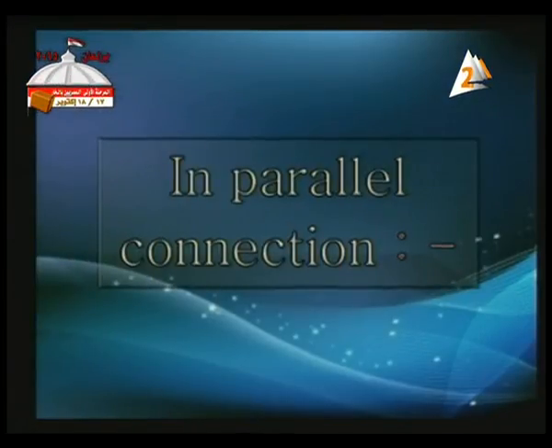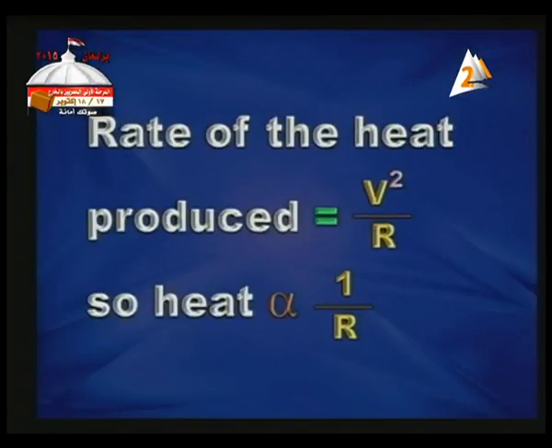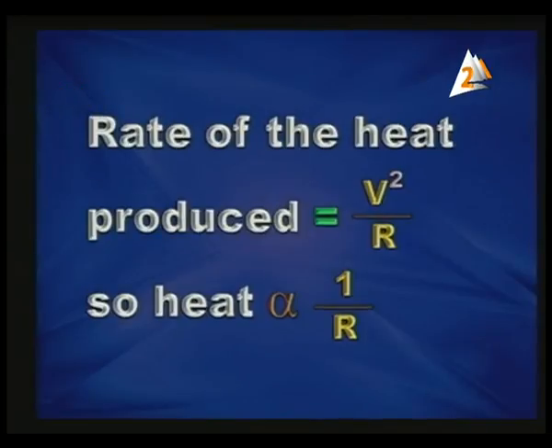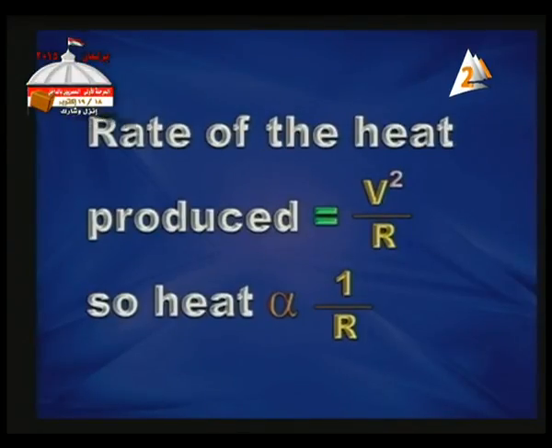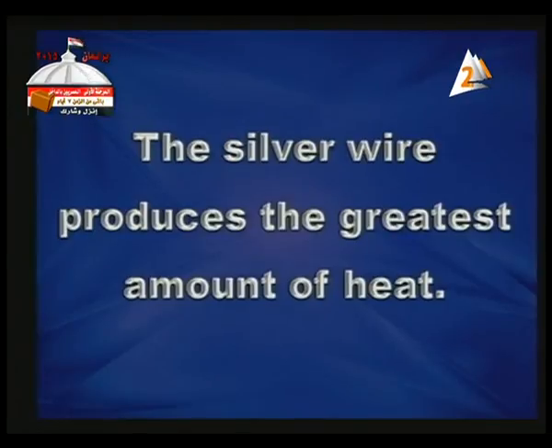When connecting in parallel, it is the opposite way. The rate of heat produced is given by the expression V squared over R. Why use this formula? Because when connecting in parallel, the voltage is the same. It will be quite clear that the heat is inversely proportional to the resistance. So the silver wire produces the greatest amount of heat.